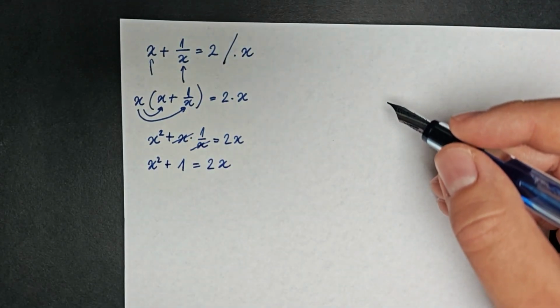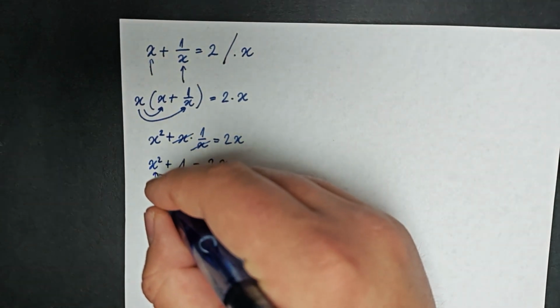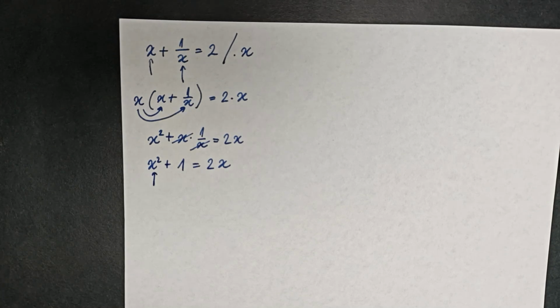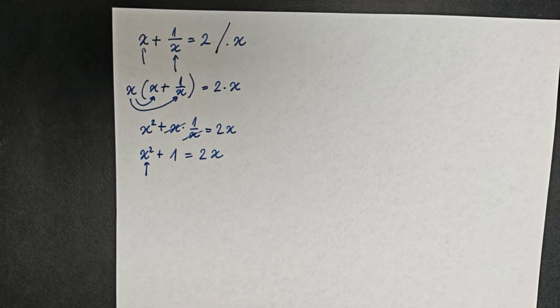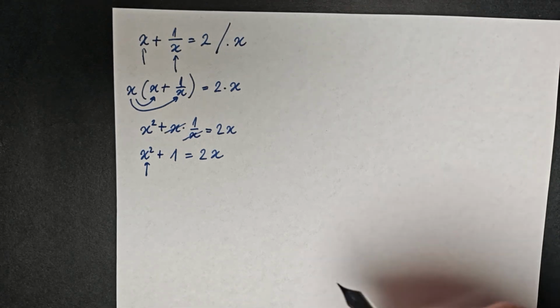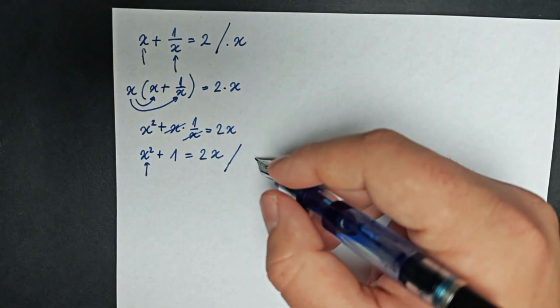As you can see now, the biggest exponent corresponding to x in this equation is 2, and that means that we are dealing with a quadratic equation. The easiest way to solve the quadratic equation is by using the quadratic formula. First thing that we have to do for that is to make the right side of the equation equal to 0. So we are going to take 2x from the right side of the equation and move it to the left side of the equation.